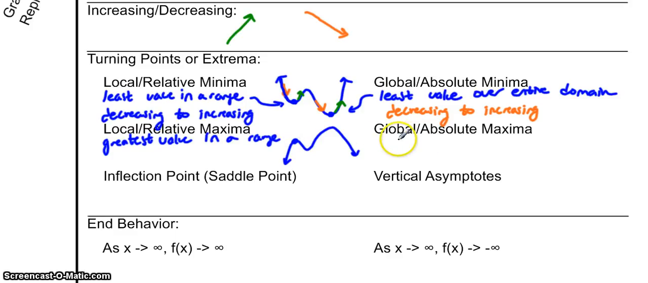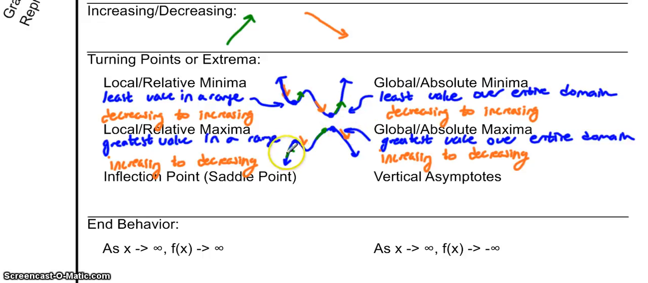But the global maxima would be the greatest value over the entire domain. So like this value right here would be our global or absolute maxima. And as a quick note, notice that all the maximums go from increasing to decreasing. So our function's going up as it hits that maximum right there, and then decreases, and then increases to hit its maximum, and then decreases again.